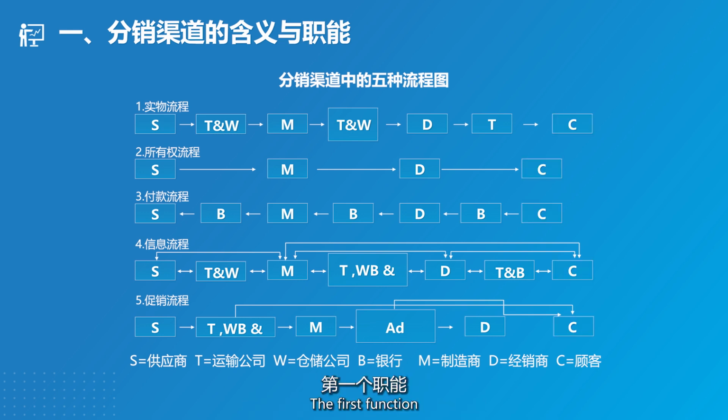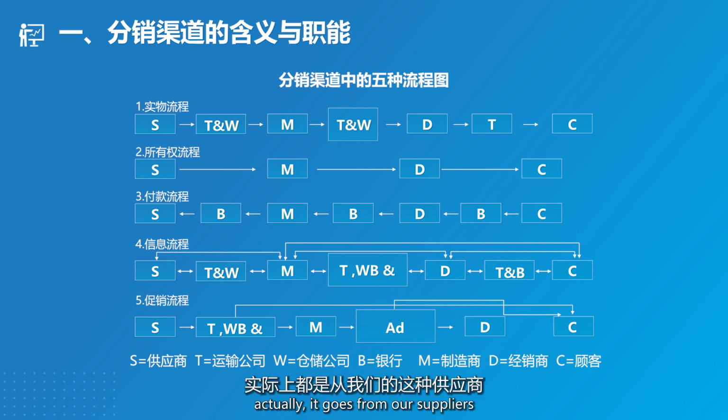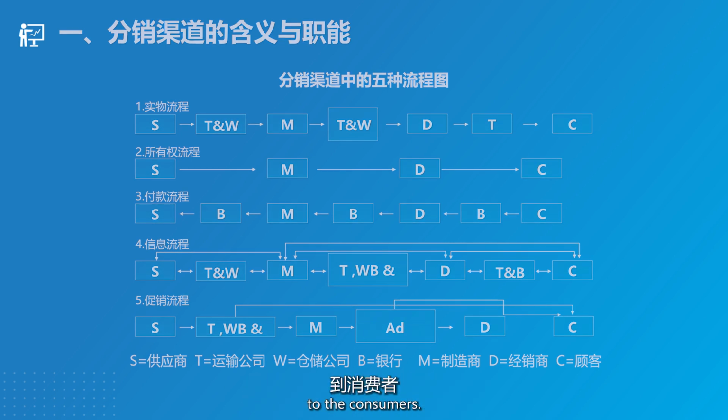5 functions. The first function is about food. The flow of food to guarantees and financial payments. The whole process, actually, it goes from our suppliers to the consumers.